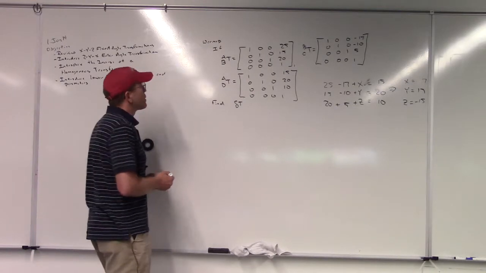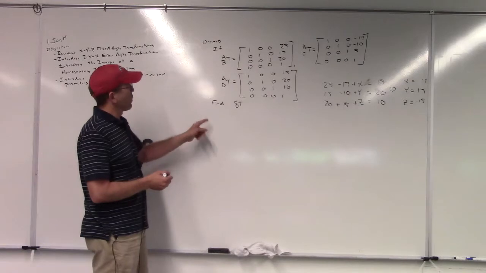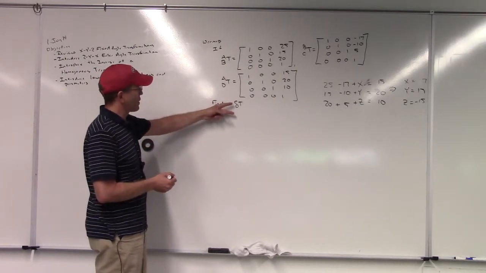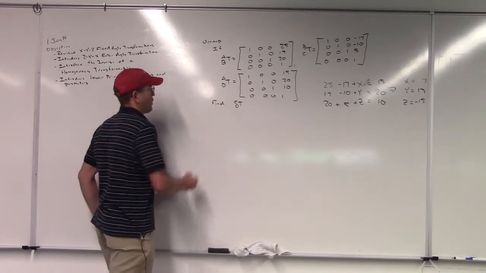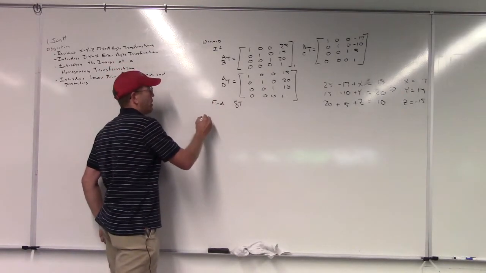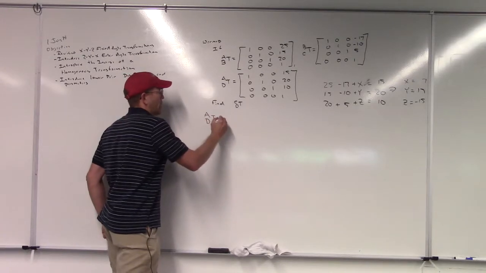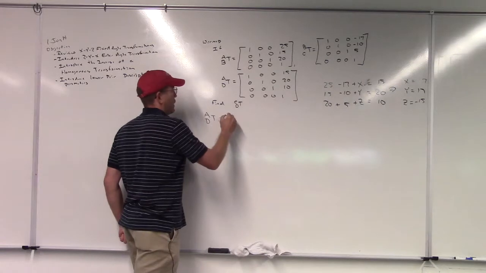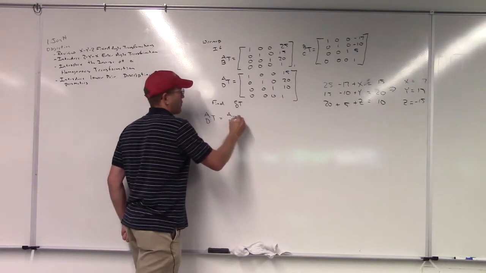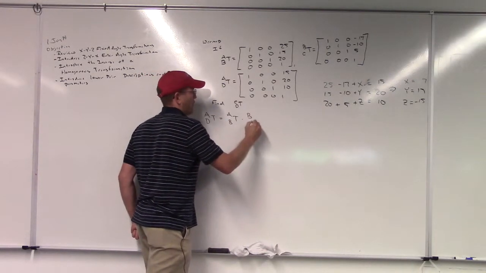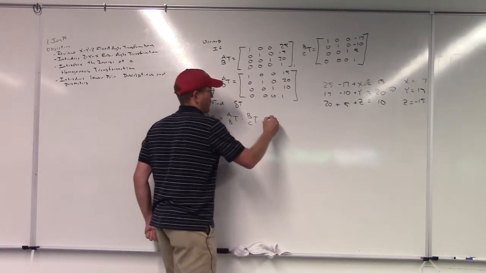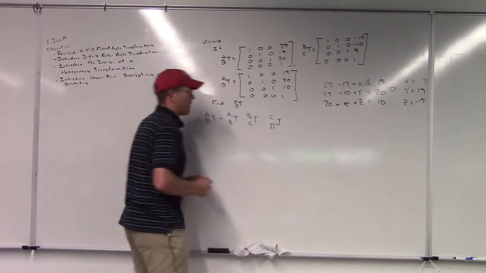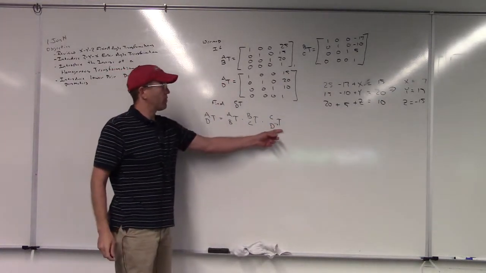Right. So we can say that in order to find this, we can actually go backwards through it. What I'm going to do is say that the transform from A to D is equal to the product of each of the subsequent transforms. So the transform from A to B times the transform from B to C times the transform from C to D. And in this case, I conveniently put the transform we were looking for at the end.